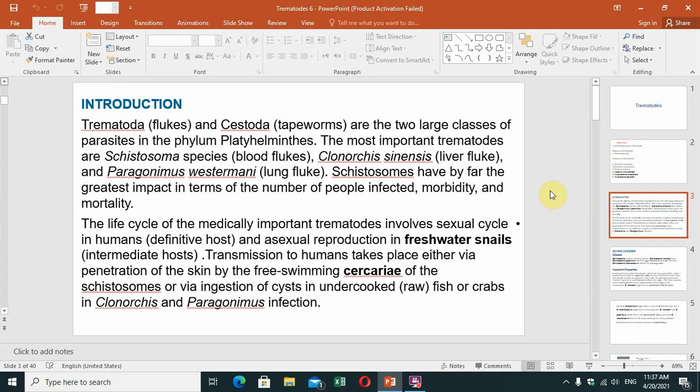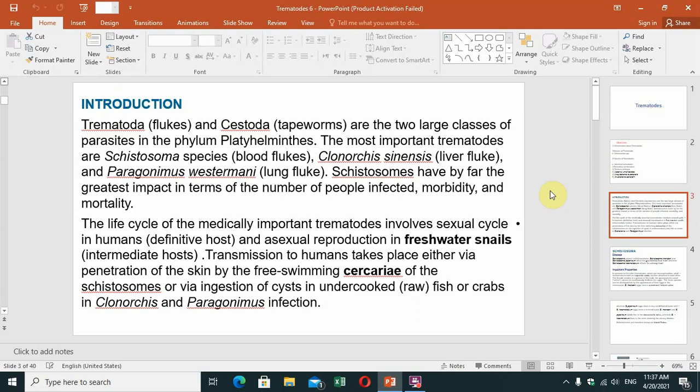The life cycle of the medically important trematode involves a sexual cycle in human اللي يعتبر a definitive host, and asexual reproduction in fresh water snails اللي تعتبر the intermediate host. Transmission to a human takes place either via penetration of the skin by the free-swimming cercaria of the Schistosoma, or through ingestion of the cysts in undercooked raw fish or crabs in the species Clonorchis and Paragonimus infection.